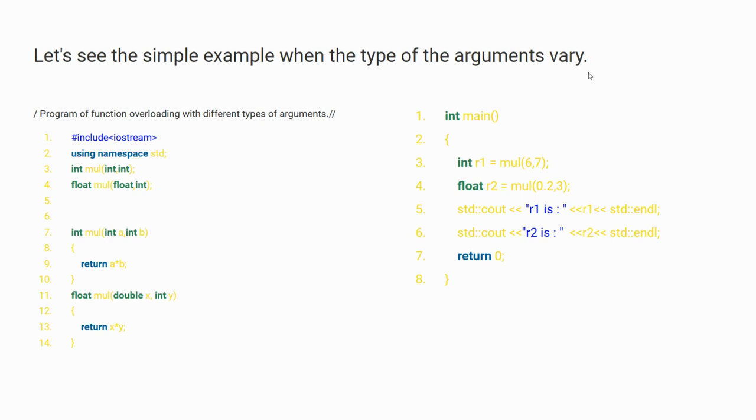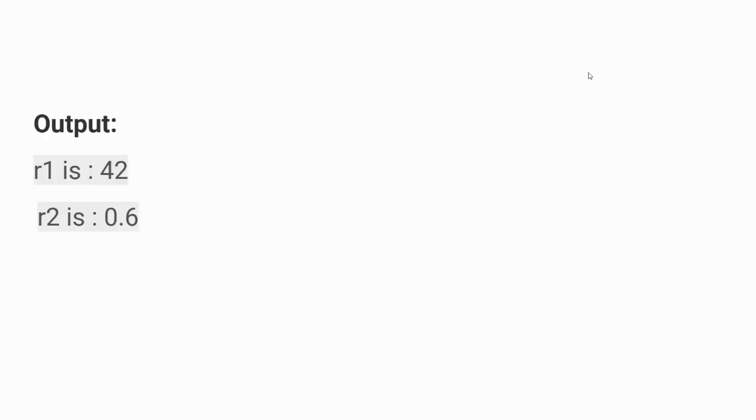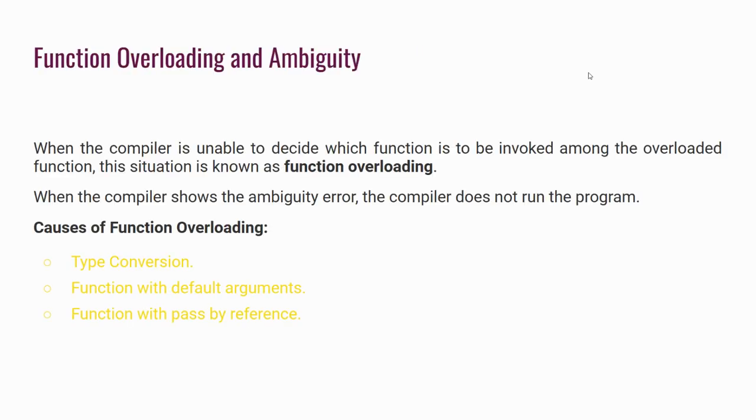In int main, you are writing int r1 equal to mul of 6, 7, then int mul of int a, int b will be invoked. Float r2 equal to mul of 0.2, 3, because 0.2 is double, so float mul of double x, int y will be invoked. Then we are printing r1 and r2. First will be 42, second will be 0.6.